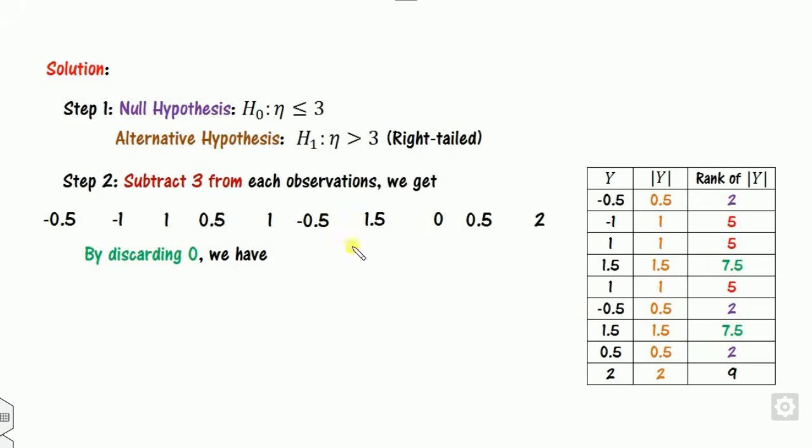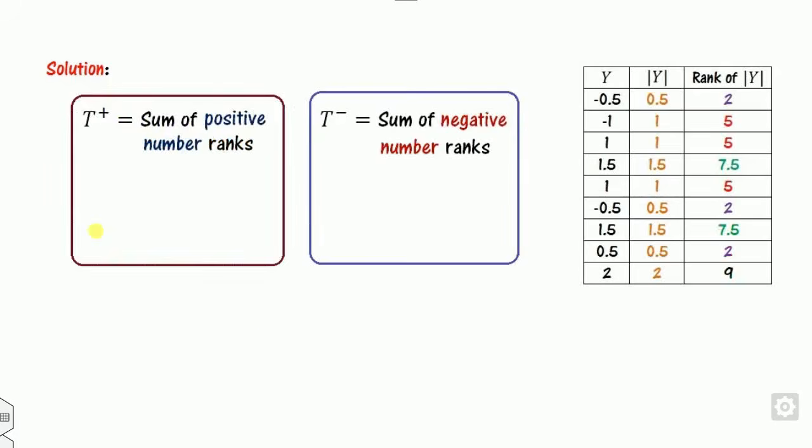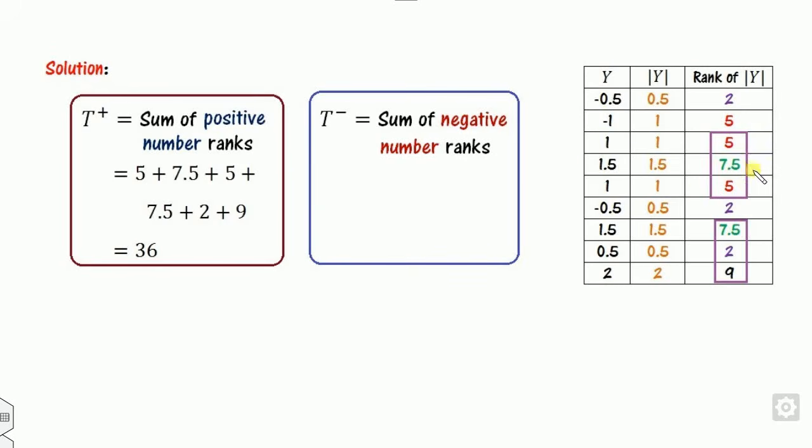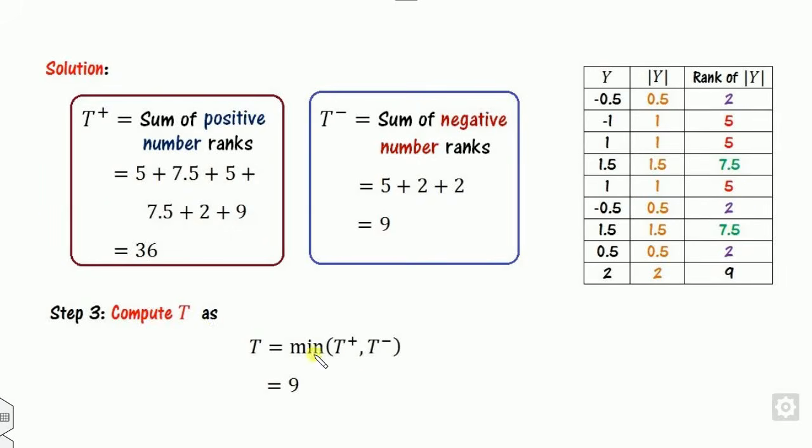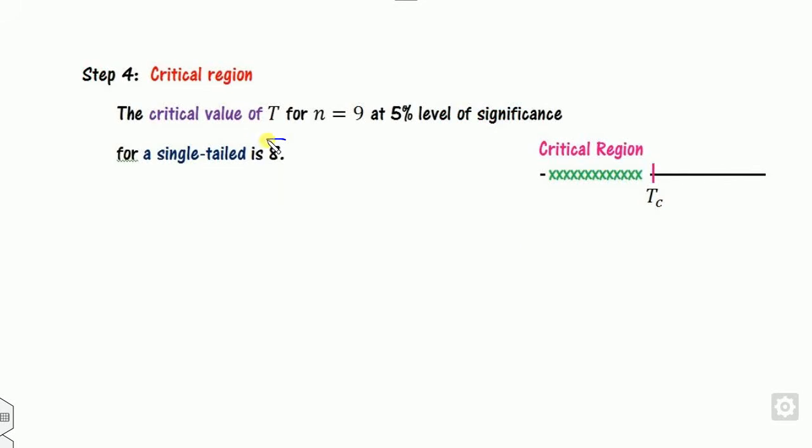Now in order to find the test statistic, you find T positive and T negative. What is T positive? These 3 numbers and these 3 numbers. So you can compute them like this, and the remaining are T negative. Now you can compute the T minimum of these. Now you define the critical value. It is given to be a critical value of 8 for the single tail. So this value is 8.